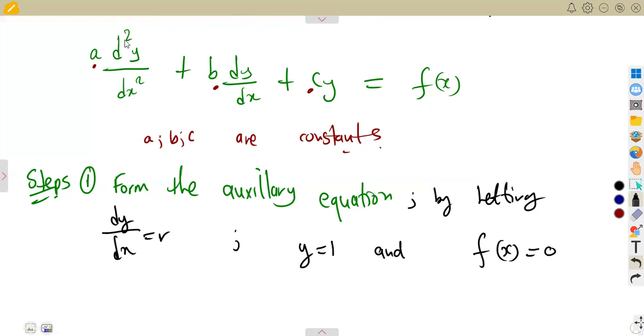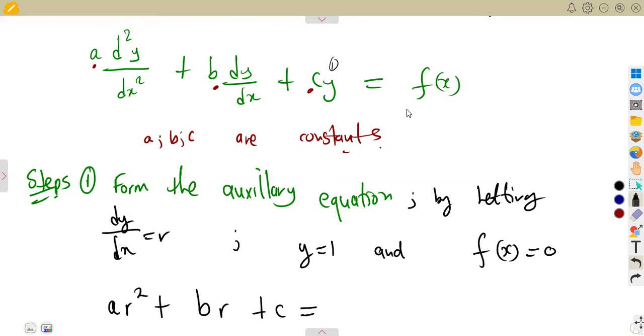If you do this, if you substitute r in place of dy dx, we'll see that here we've got dy dx squared. So in place of this, you're going to put r, because it's being raised to the power of 2. That means here we're going to have a r squared plus b. In place of dy dx, you're going to put r. Where there is a y, we're going to put a 1. So that's 1 times c, which is c.